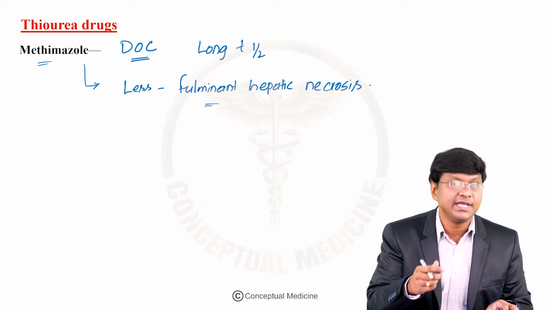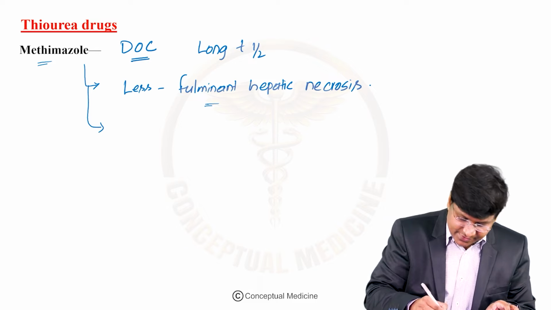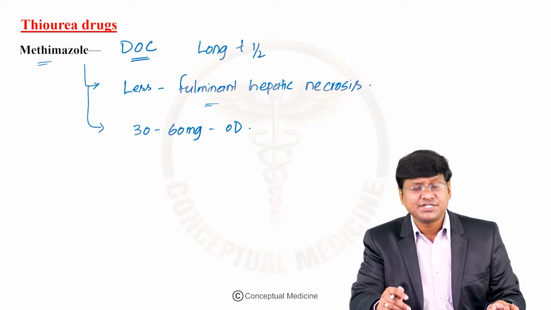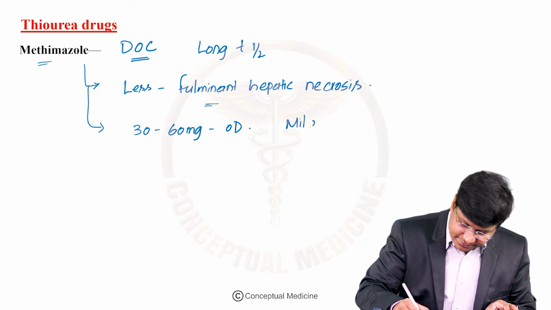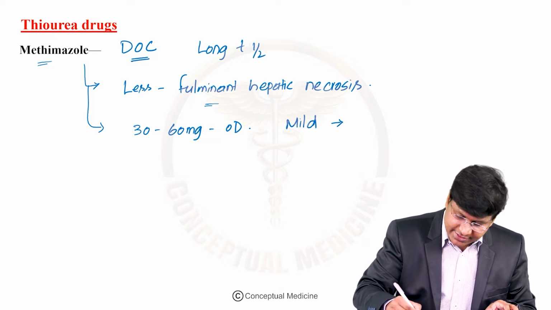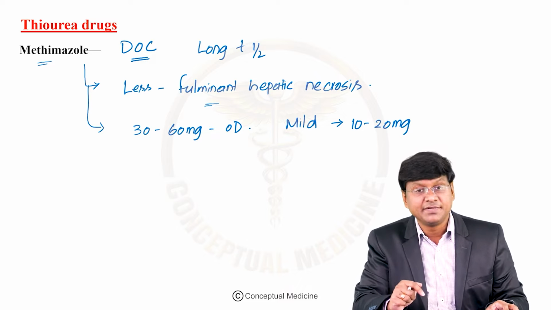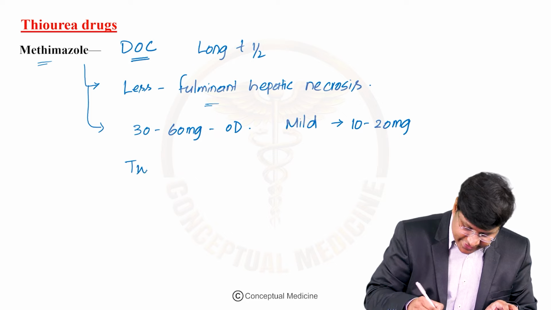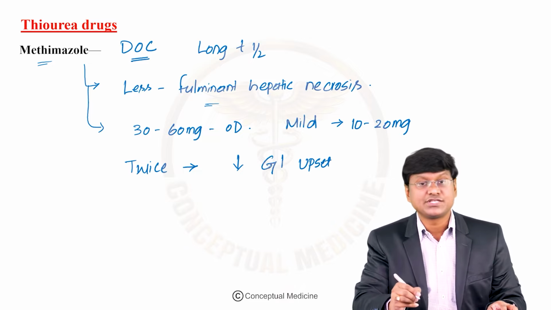And what is the dosage of methimazole in a non-pregnant female and male individual? This dosage will be around 30 to 60 milligrams once daily, right? Some patients with mild hyperthyroidism may respond even to smaller initial doses as well. So for mild hyperthyroidism, you can give even 10 to 20 milligrams daily. And methimazole may be administered twice daily to reduce the risk of gastrointestinal upset. What is the purpose of that? Mainly to reduce the gastrointestinal upset.